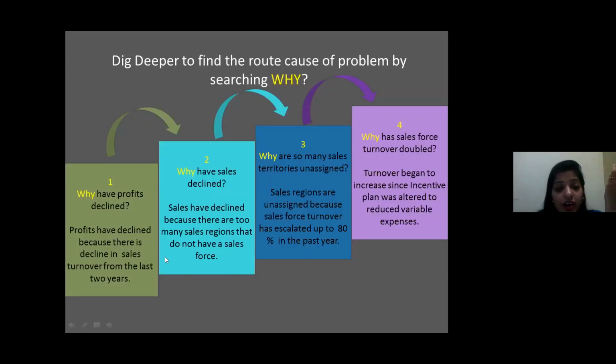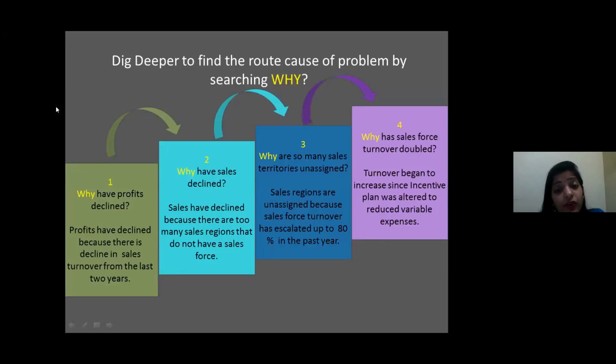So when the sales have declined, I came to know that there is no sales force. So it's a simple scenario. If there is no sales force, how are the sales going to happen? But somebody can end up here as well: there is no sales force, so there are no sales and no profits. That's it. End solution: you should hire more sales force. No, you should ask one more why. Why is this sales force not there when some sales regions have been designated? Why is there no sales force?